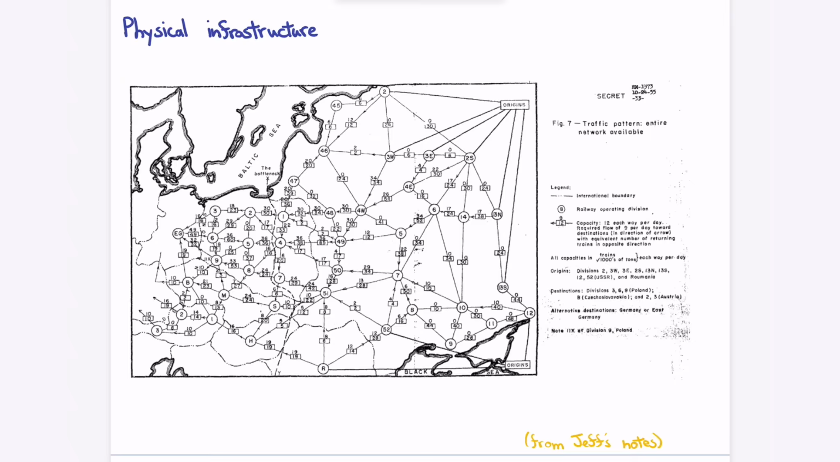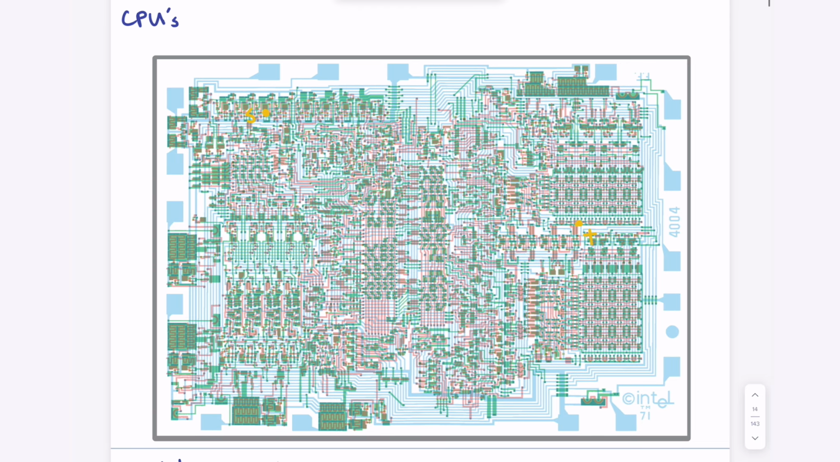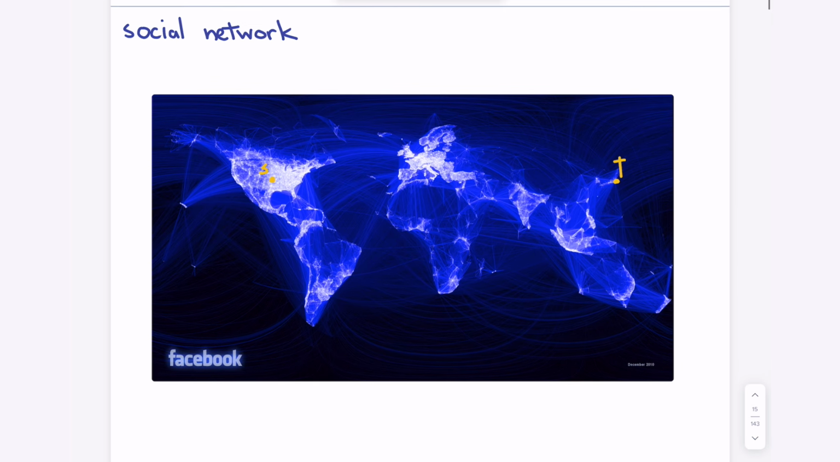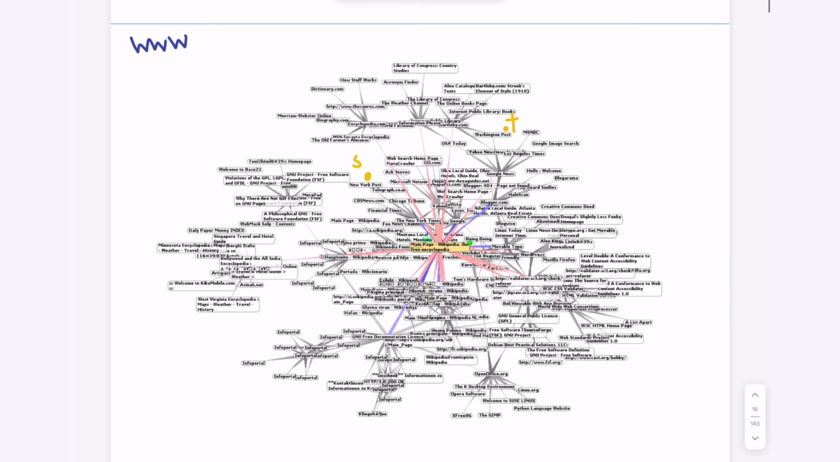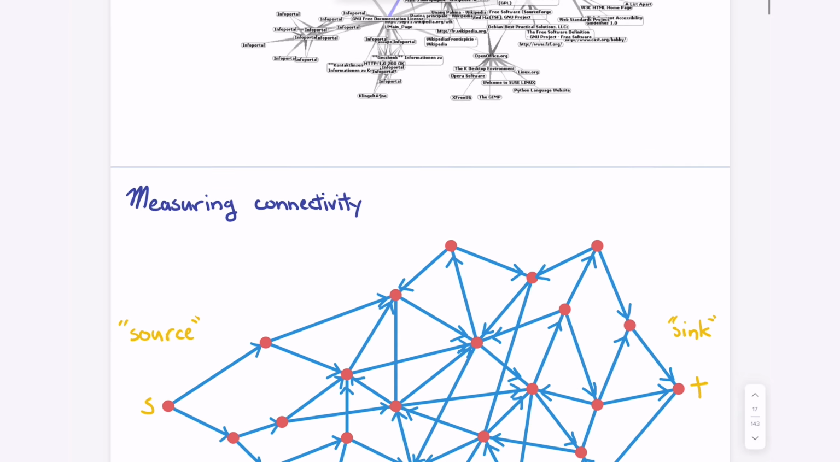This is Jeff Erickson's notes from UIUC. In my other class, I often refer to his notes. He has excellent exercises. Connectivity is also useful for CPUs. Of course, you want parts of the CPU to be connected. There's lots of network design problems. Social networks, how well something's connected is like how good you are as friends or something, blah, blah, blah. I'm going through this quickly. People also analyze the network of the internet.